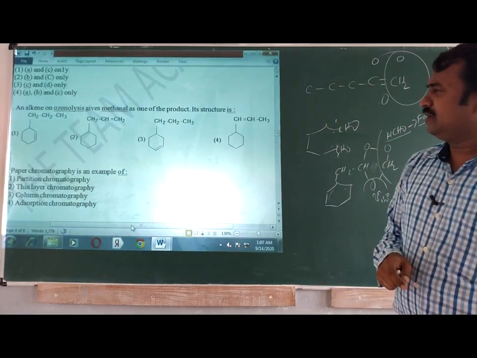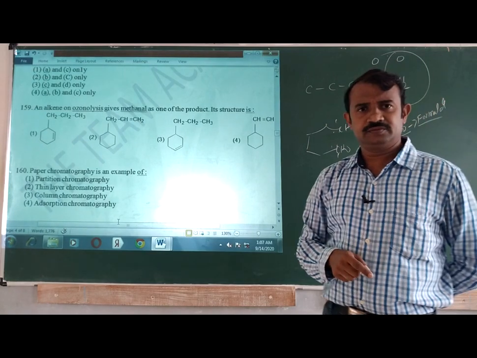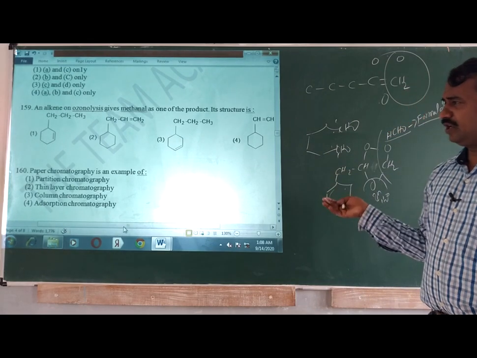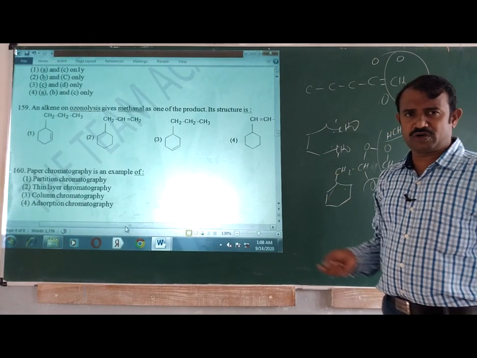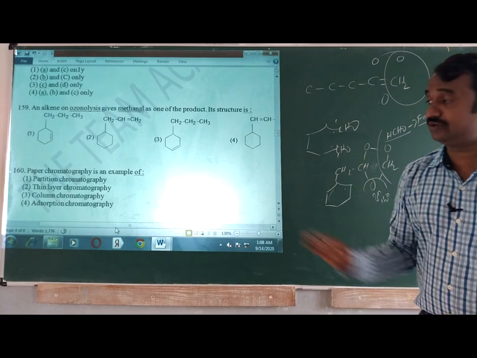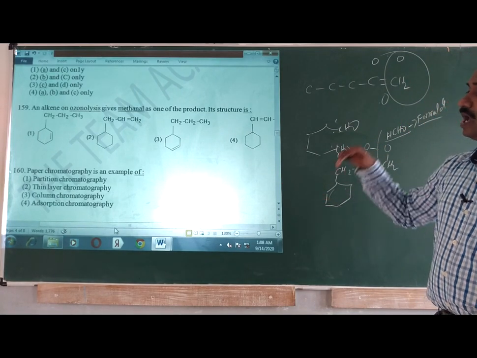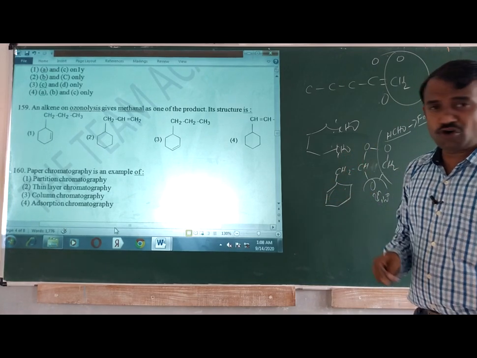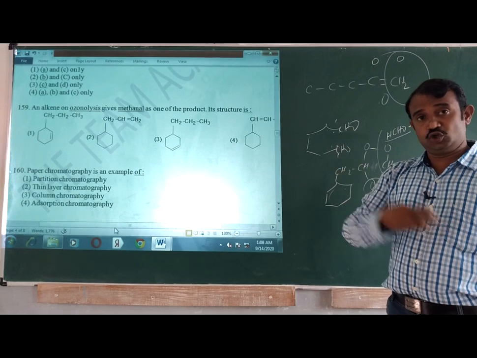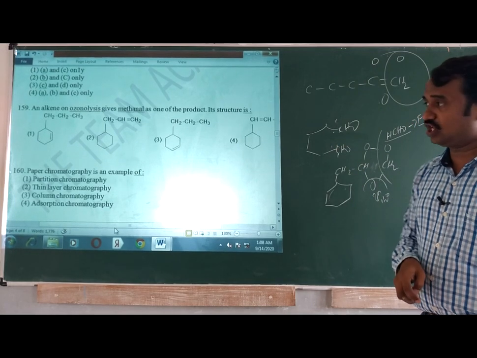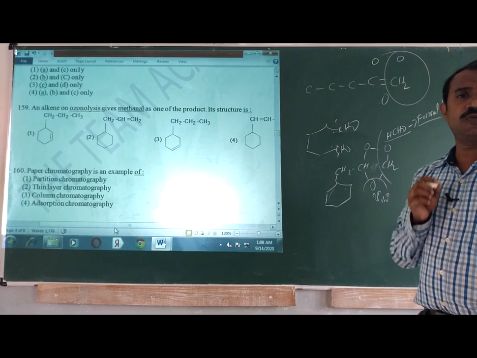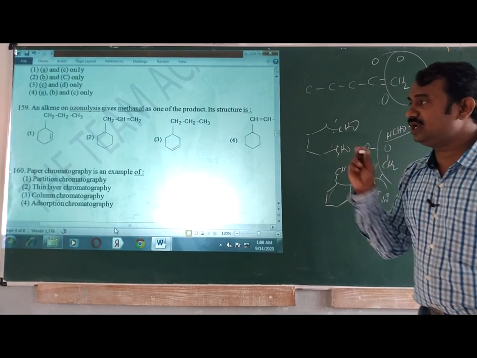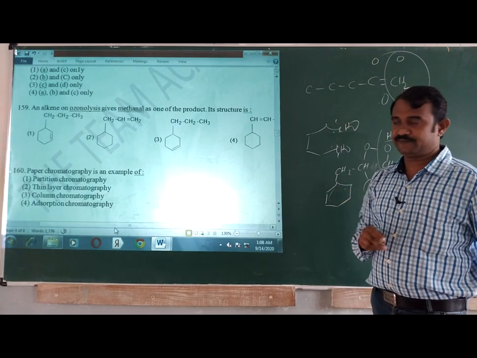Paper chromatography is an example of partition chromatography, thin layer chromatography, column chromatography, or adsorption chromatography. All the others are adsorption chromatography, not paper chromatography. In column chromatography we use a column; in thin layer chromatography we use a glass plate with silica gel; but paper chromatography is considered partition chromatography. Option 1 is partition chromatography.